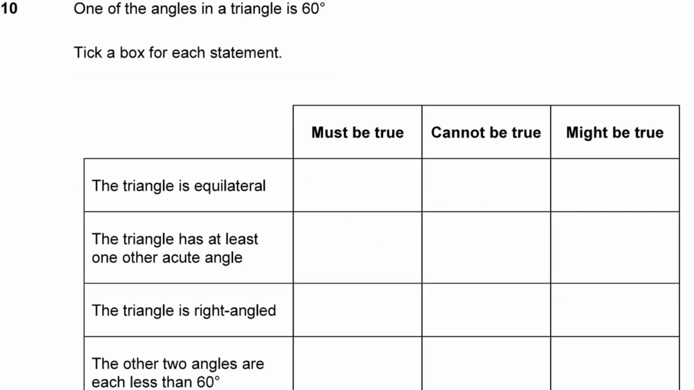Question 10. One of the angles in a triangle is 60 degrees. Tick a box for each statement. Right. The triangle is equilateral. Well, that could be true, couldn't it? If you had an equilateral triangle, 60, 60, and 60. Yeah, so that is possible.